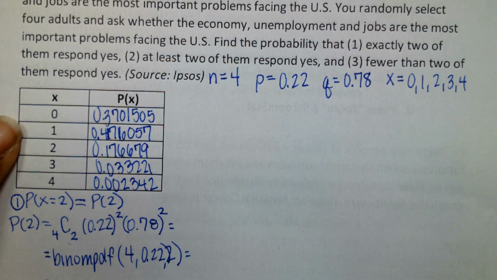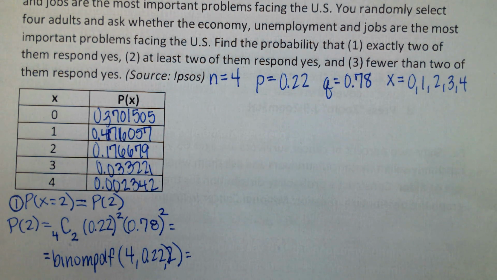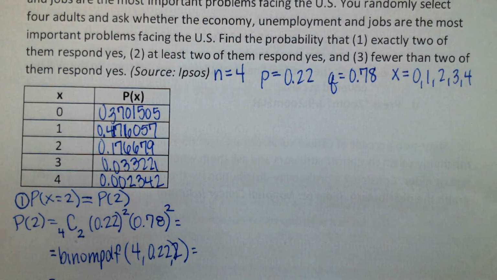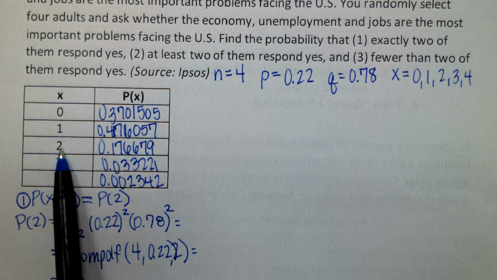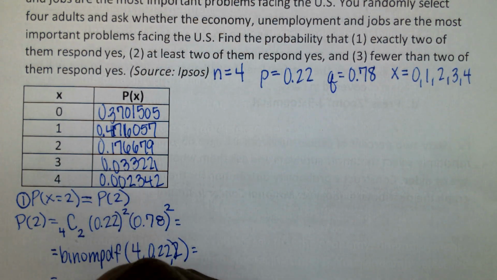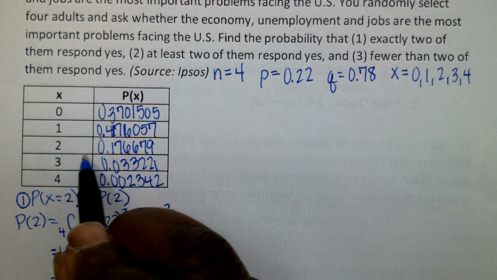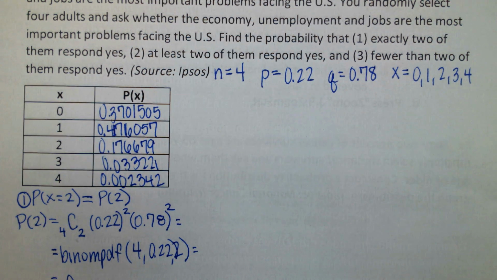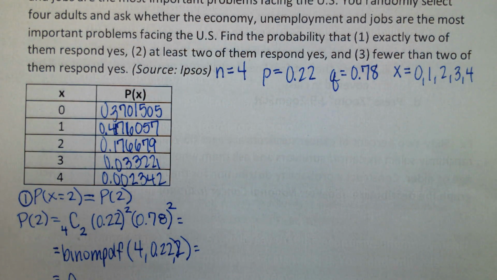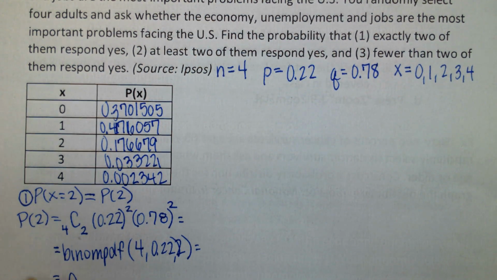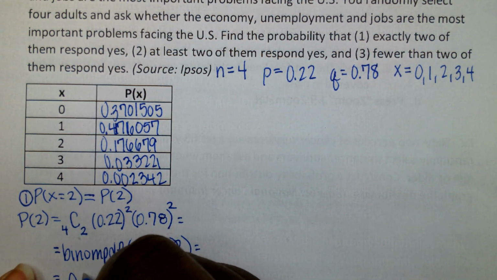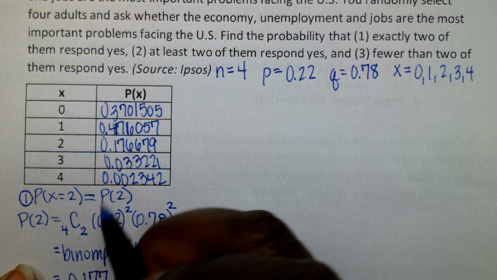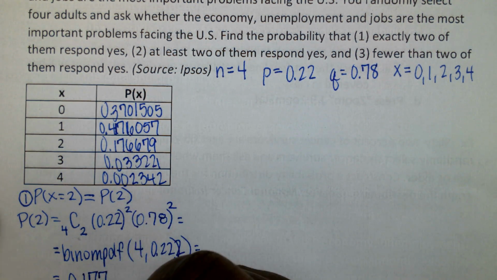If you're using your chart that we just built, then we're just going to go to x equals 2 and write down that answer. So our answer should be P2. This is the only one. We add all the ones that we want, but we're not adding anything because we only have 1 to look for. So I normally do 3 decimal places. We do 4. So our answer is going to be 0.177 or 0.1767.